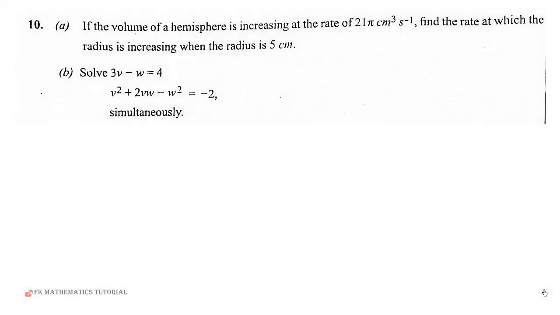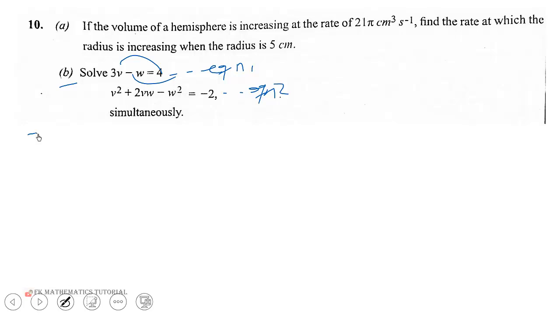Now look at the B part of this question. We have to solve 3v minus w equal 4 and v squared plus 2vw minus w squared equal -2 simultaneously. So we can make one variable the subject in equation 1 and put it in equation 2. So from equation 1, we can bring the 4 here and send the w there to get 3v minus 4 is equal to w. So we can call this equation 3.